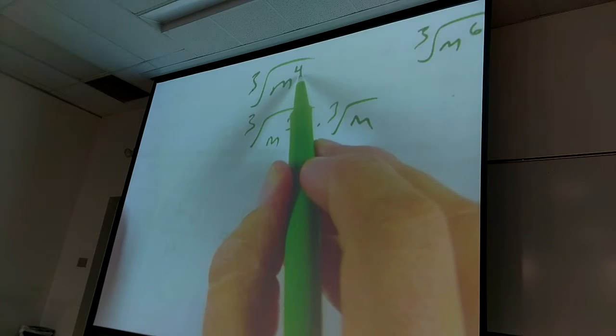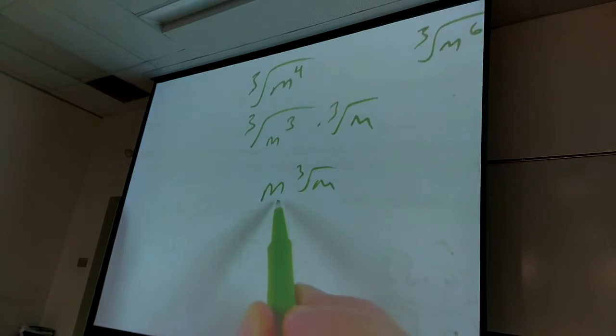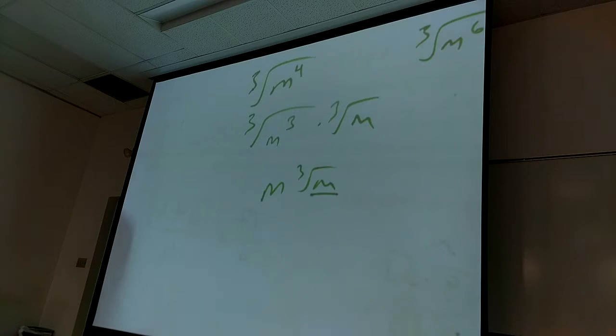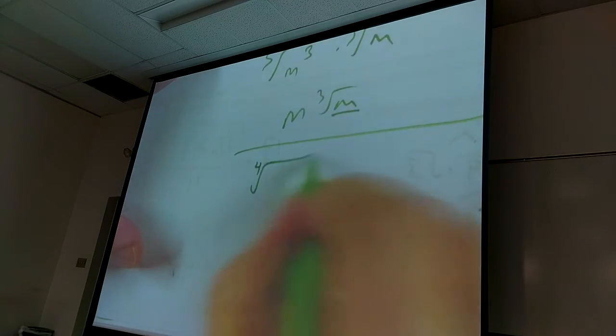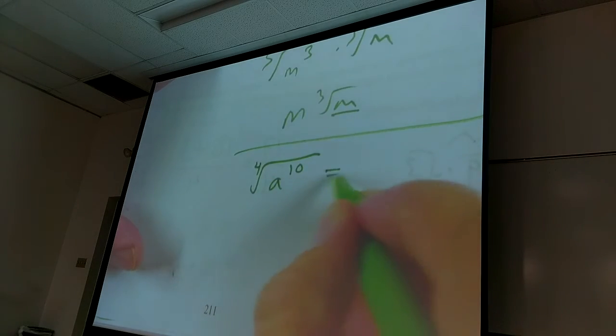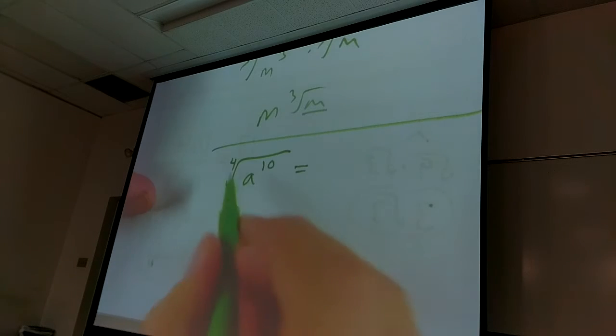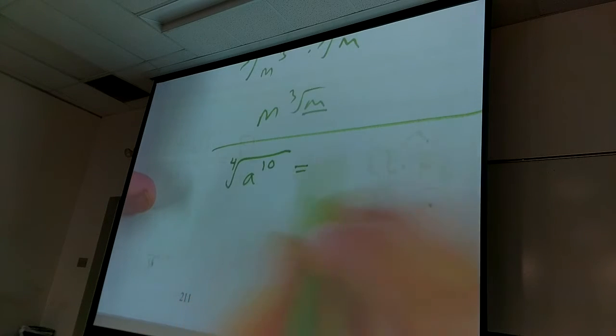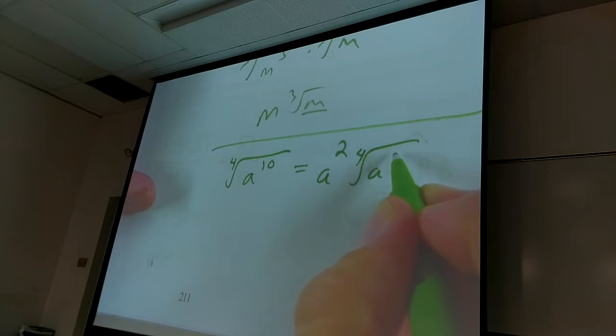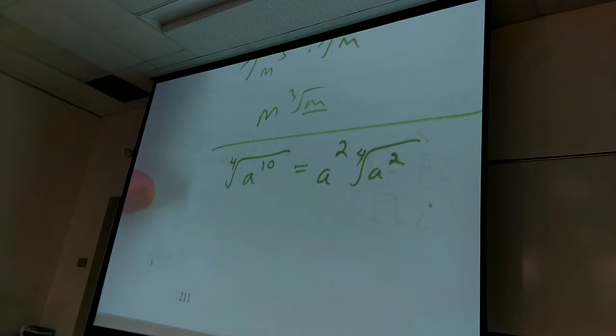So now watch, here's the shortcut. 3 goes into 4 how many times? Once, with 1 left. Please let that be beautiful. We do another one. What if I had the 4th root of a to the 10th power? 4 goes into 10 twice, with how many left over? 2. You see what I mean?